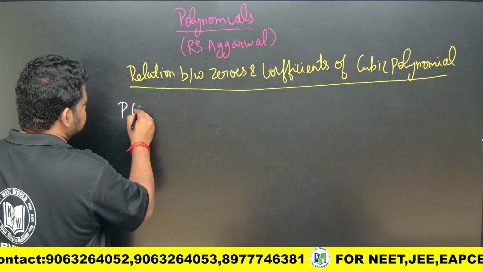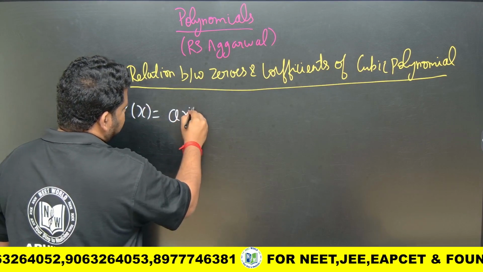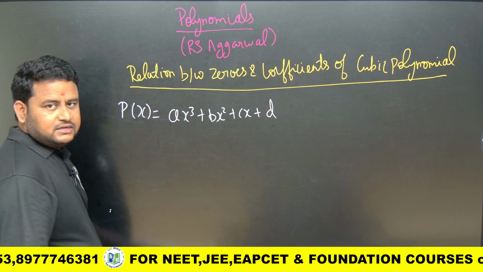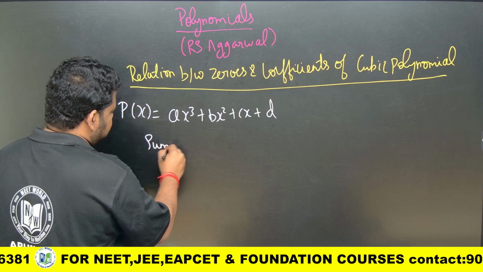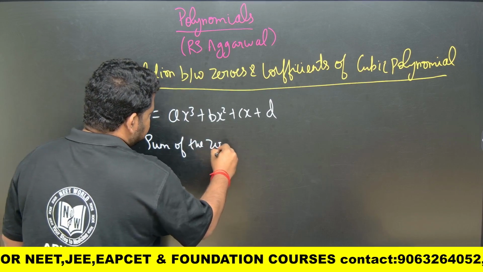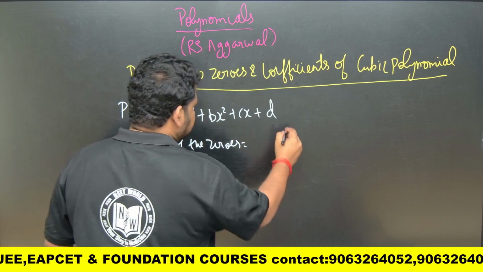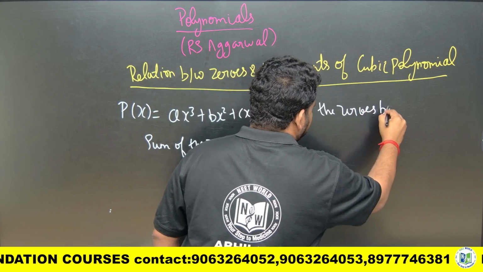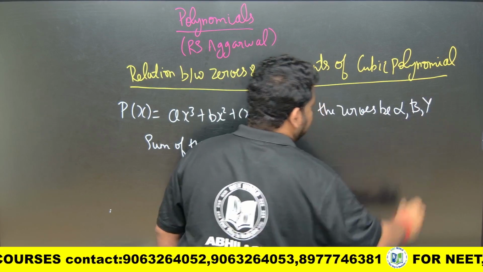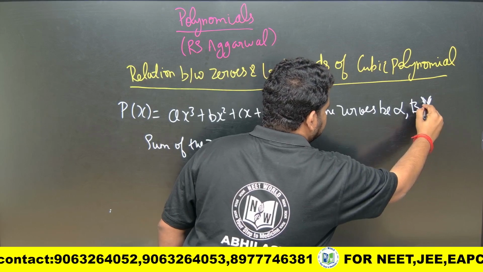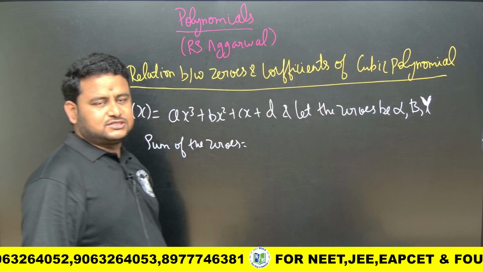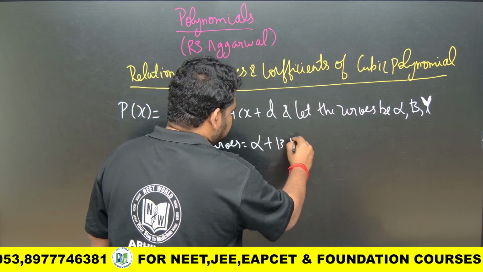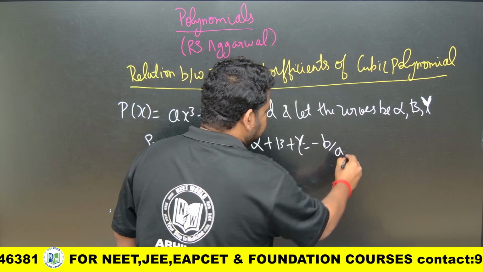Let me write P of x is equal to ax cube plus bx square plus cx plus d. This is the cubic polynomial. Here, let the zeros be alpha, beta and gamma. The sum of the zeros is what? Alpha plus beta plus gamma. This is given by minus b by a, similar to a quadratic polynomial.